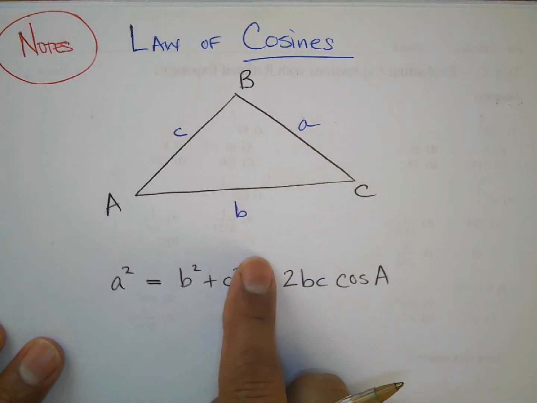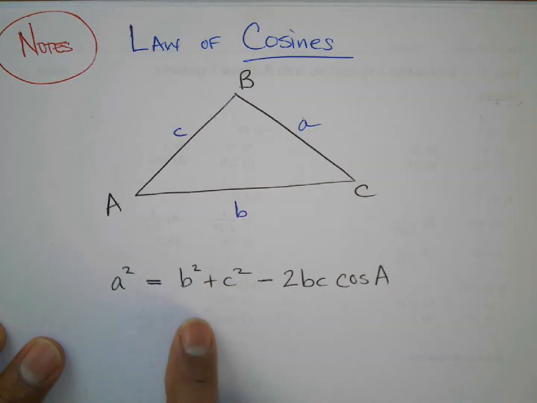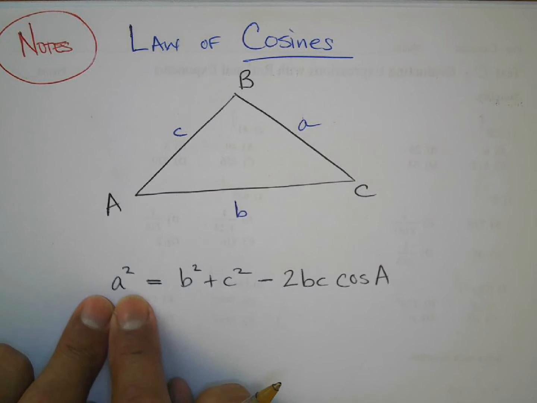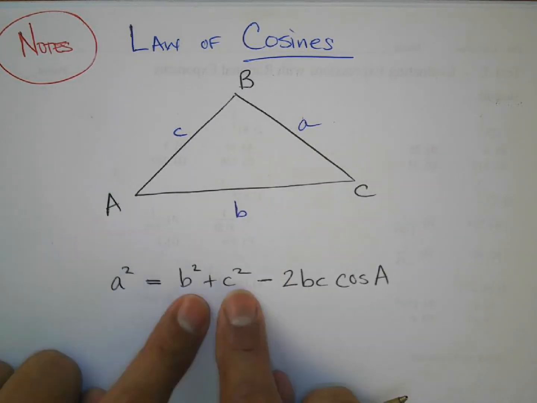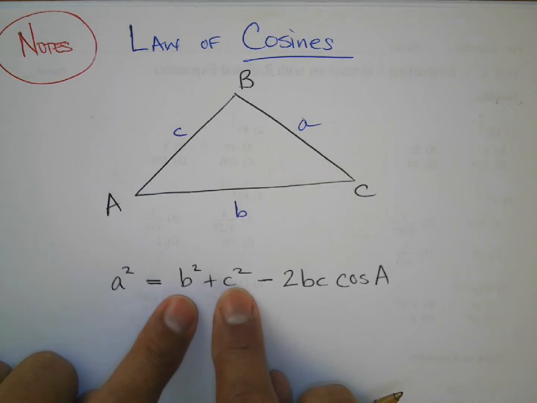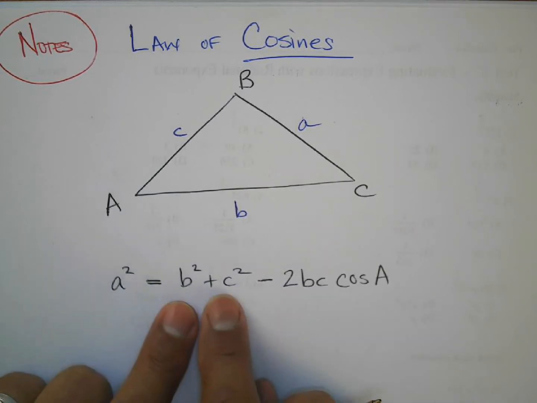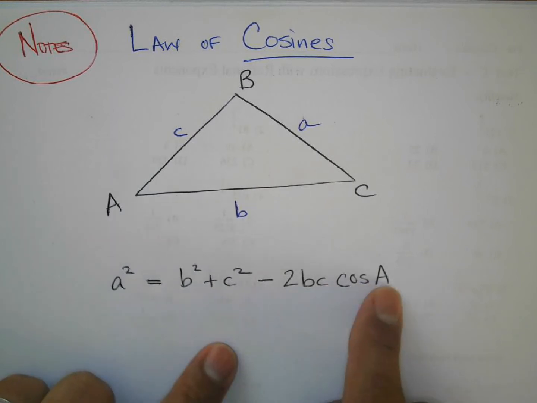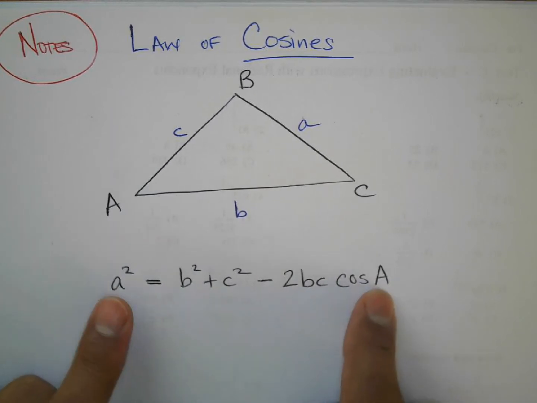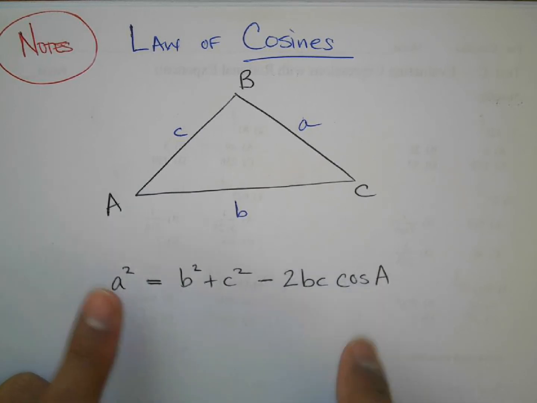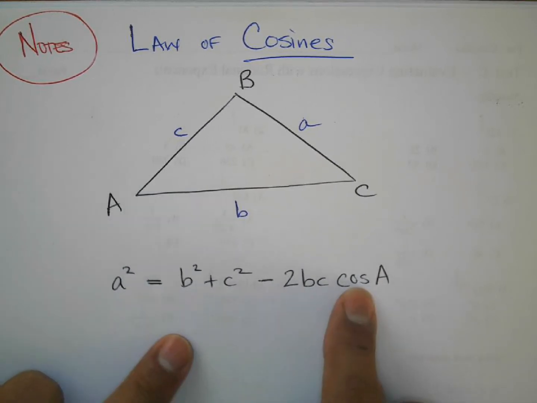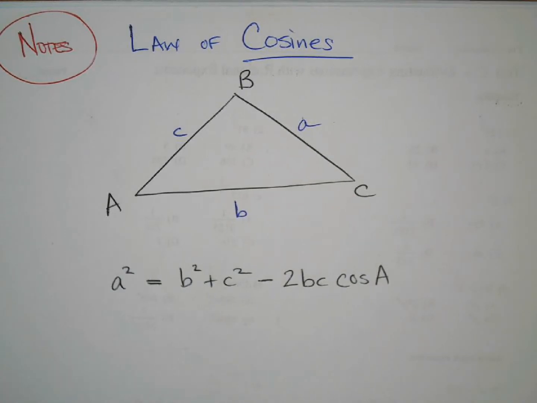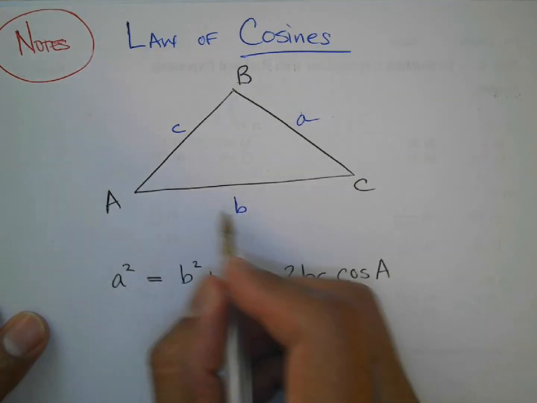And honestly, the setup is going to be the same for the other sides. It's just obviously the letters are going to be different. Eventually, you'll see a pattern here. You'll get used to this. The side that you're trying to find is over here squared by itself. And then you add the two other sides squared, subtract 2 times those same two sides, and then cosine of the angle of that side, right? That corresponds, cosine A. We're trying to find side A, so cosine A.